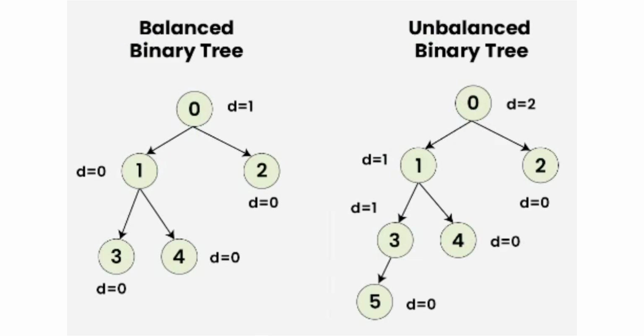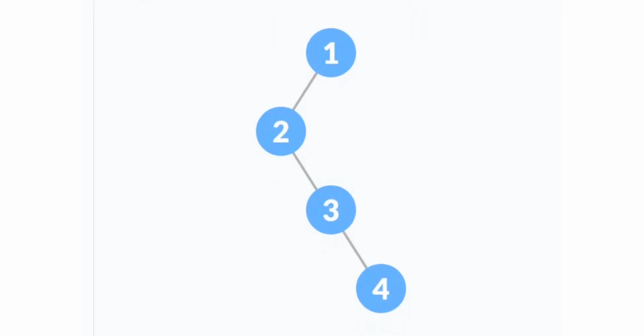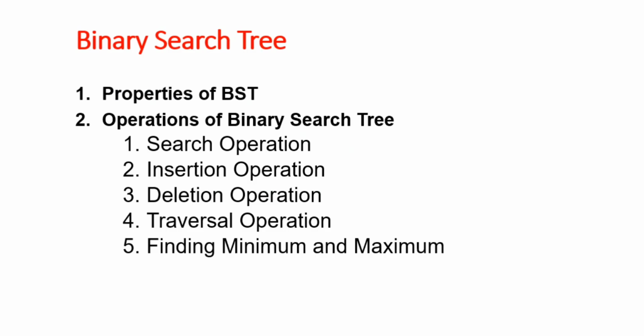It shows the balanced binary tree. This is the unbalanced binary tree. One is the pathological binary tree, also called a degenerate binary tree. Pathological tree, what does it say? A degenerate or pathological tree is a tree having a single child, either a left or right. This is all about the types of binary trees.